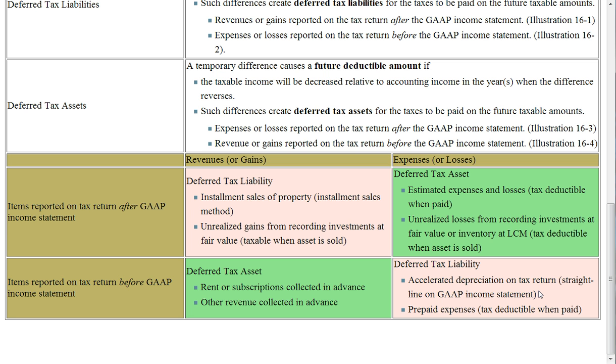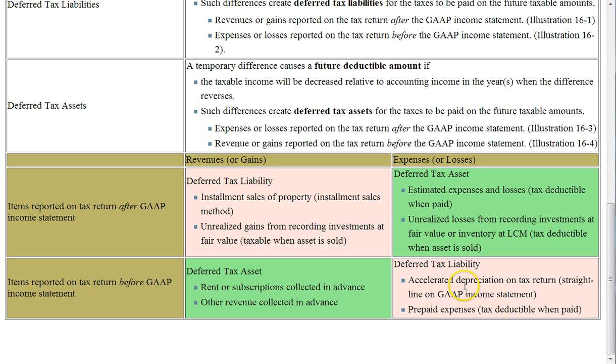So let's take a real simple example and see if we can think our way through this. Let's say we buy an asset for $10,000 and it has an estimated 5-year useful life. For GAAP purposes, what we would do is take $10,000 divided by 5. That would be $2,000 of straight line depreciation each year. However, tax law says that we can use something called MACRS, Modified Accelerated Cost Recovery System, which is basically an accelerated method of recognizing depreciation.